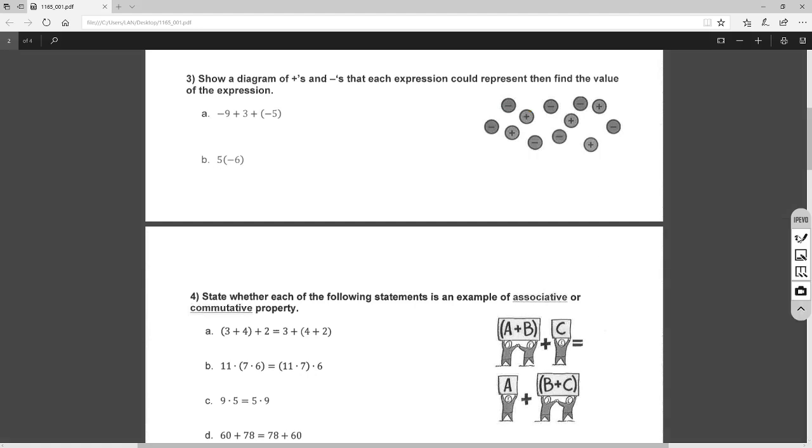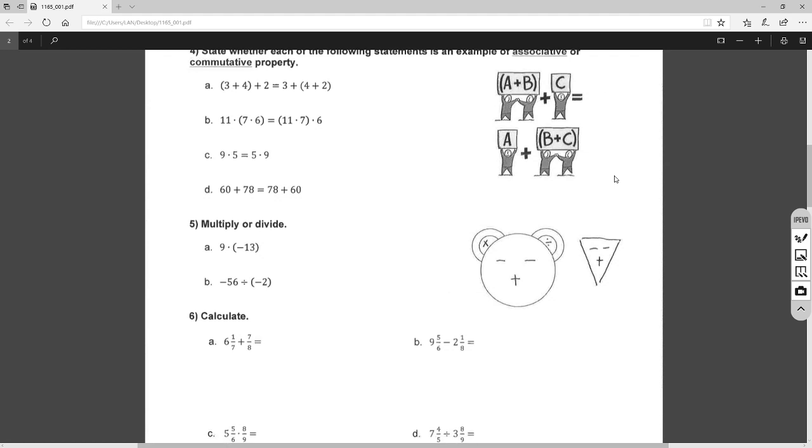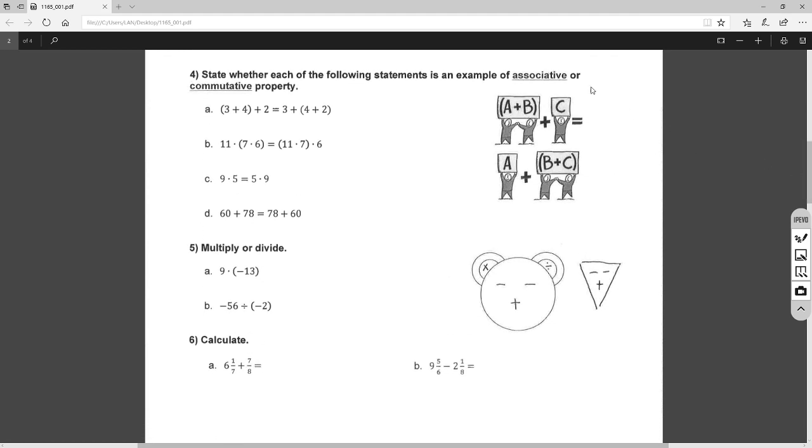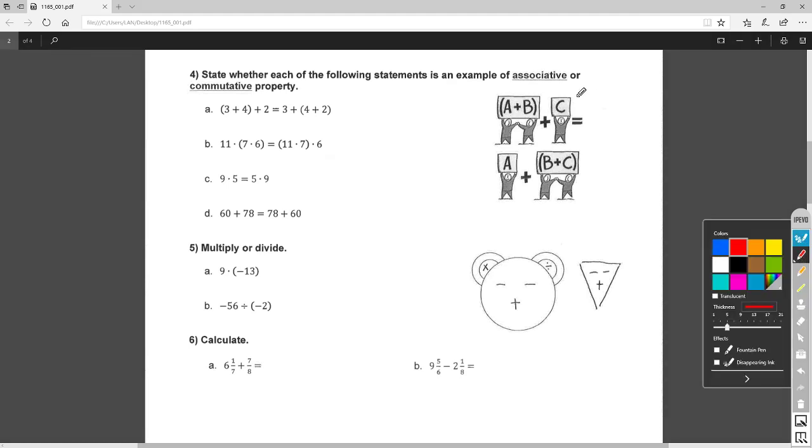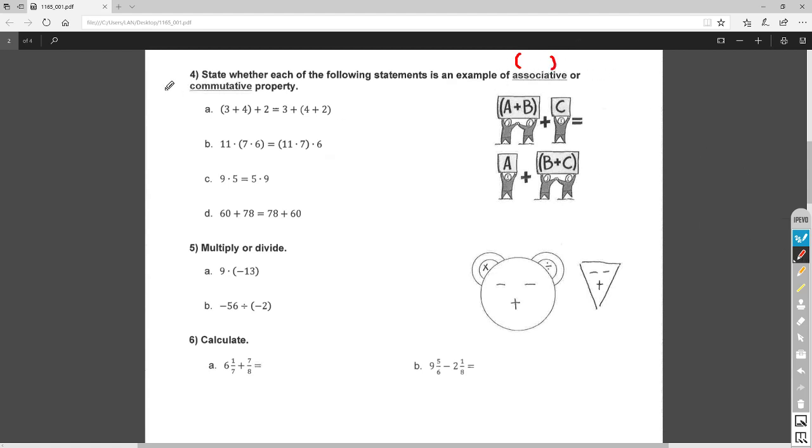All right. Moving on, for number 4, you're just stating whether it's associative and commutative, and this was something that we discussed on Tuesday. So remember, associative property deals with parentheses. So anytime you see parentheses moving around, that's associative property. Commutative property is when the numbers are moving around. So commutative property, the numbers are moving. Associative property, the parentheses are moving.